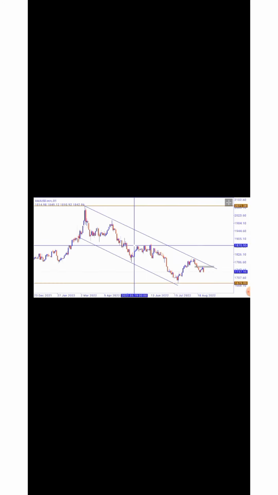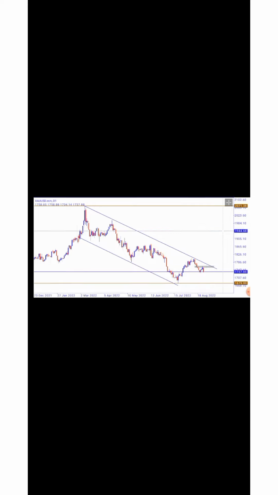From what I have here, I expect price to do what? To sell all the way to this level. Once it breaks and retests this double bottom, I expect price to sell all the way to this level.